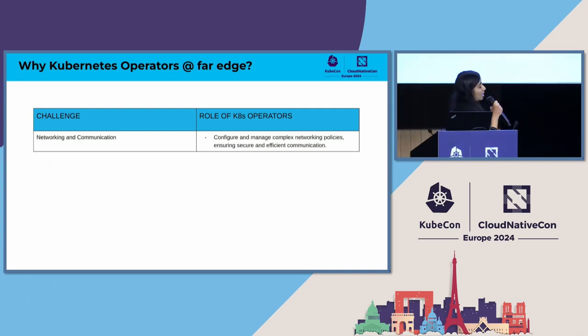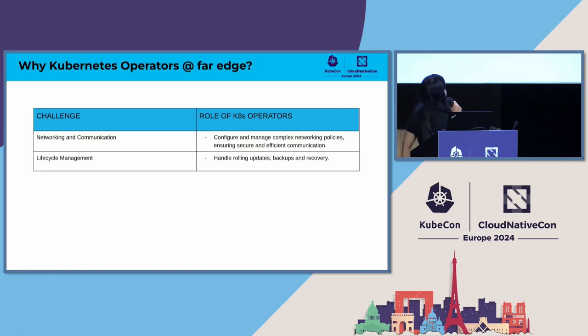Networking and communication. A very simple example of this is managing VPNs and ensuring who can access an edge device. And this is one of a very important application because security is a major concern when you deploy devices on the edge.